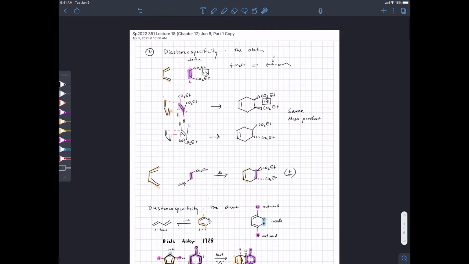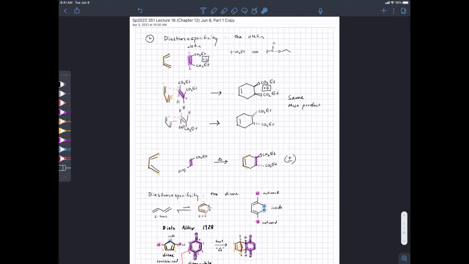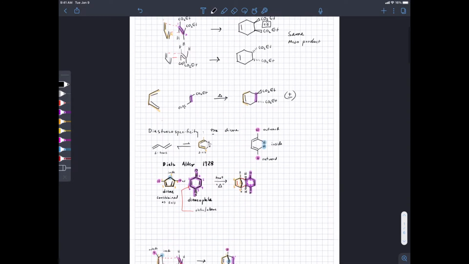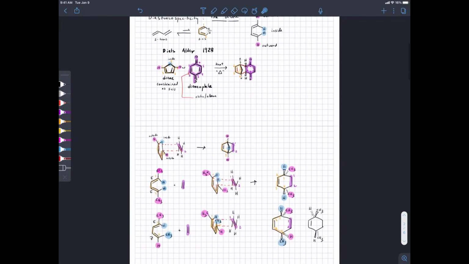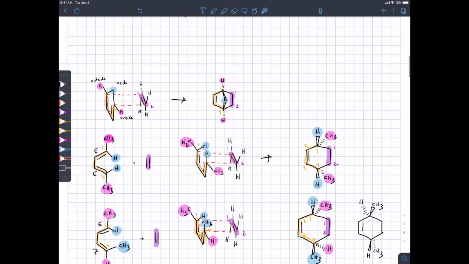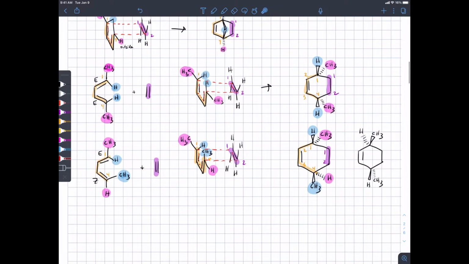So we've talked about diastereospecificity relative to the olefin and the diene. And the principle is that the stereochemistry of the olefin influences which diastereomer you get of the product. Also the stereochemistry of the diene, E E versus E Z. This diastereomer gives you a different product diastereomer versus the E Z diastereomer, which gives you these two enantiomers.